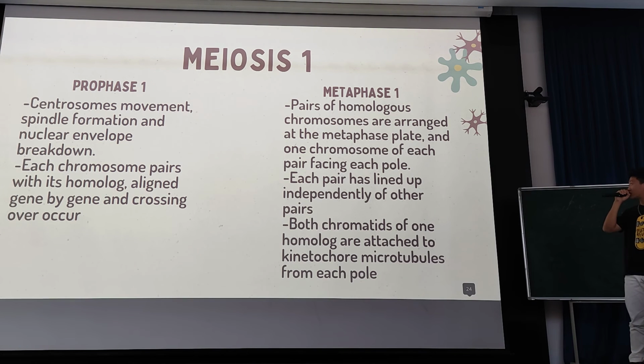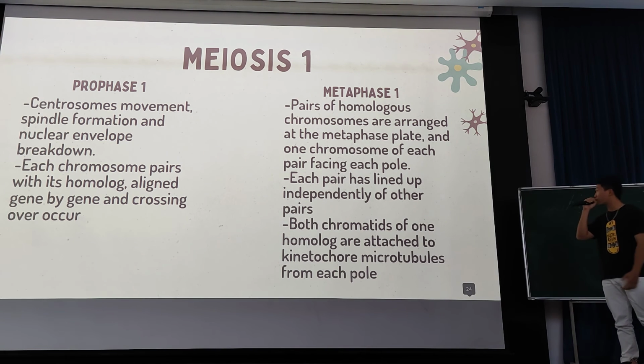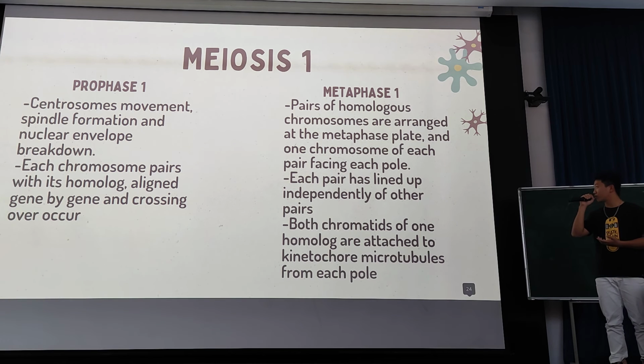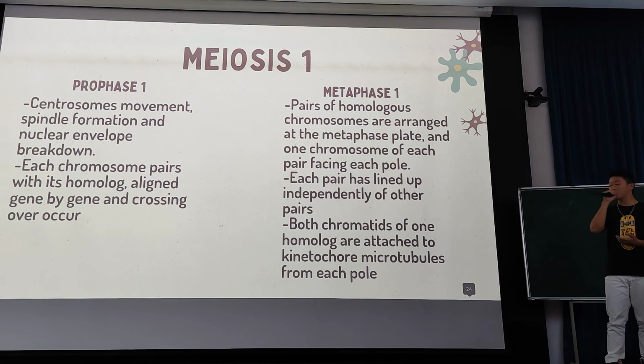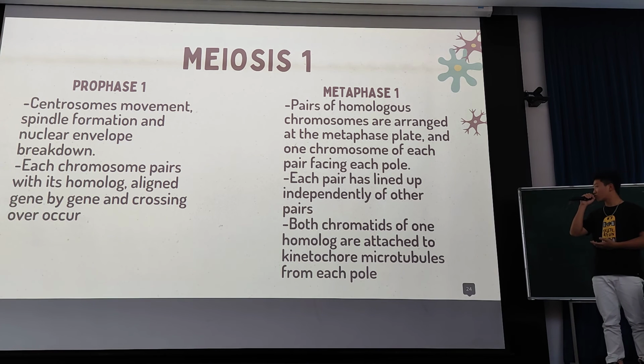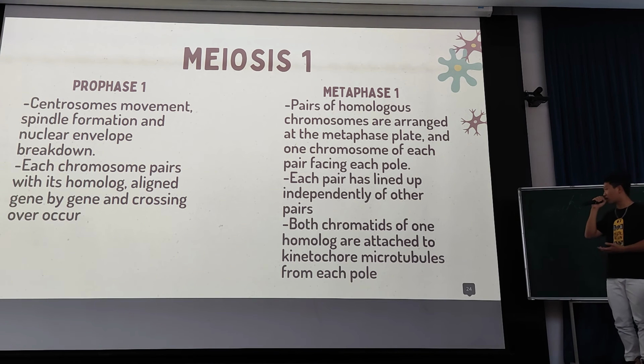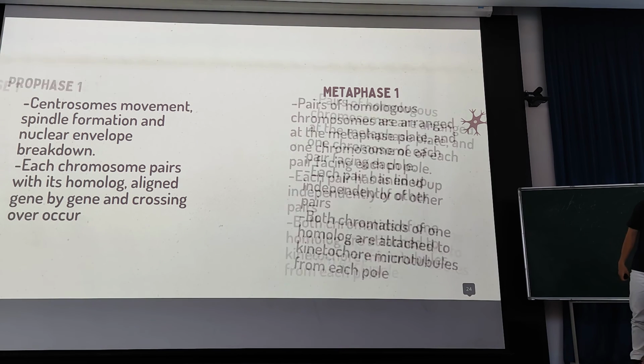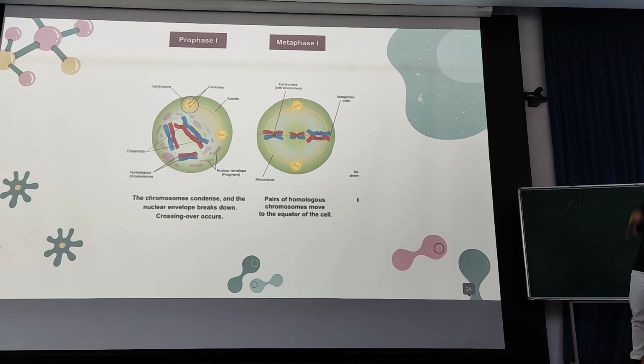And in metaphase, pairs of homologous chromosomes are arranged at the metaphase plate, and one chromosome of each pair faces each pole. Each pair has lined up independently of other pairs. Both chromatids of one homolog are attached to kinetochore microtubules from each pole. Here is the picture for prophase 1 and metaphase 1.